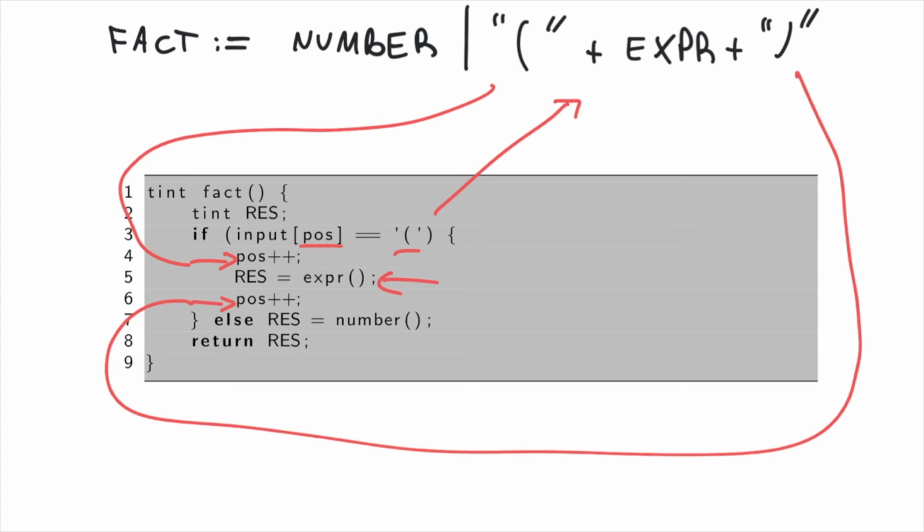Alternatively, you have a number. If you just don't have a parenthesis, then you should assume the next thing to read is a number, and you call a number function, which again we haven't yet defined, but we will define just after this slide. In any case, by the end, we either read an expression between parentheses or a number, but we have a result which we can return.